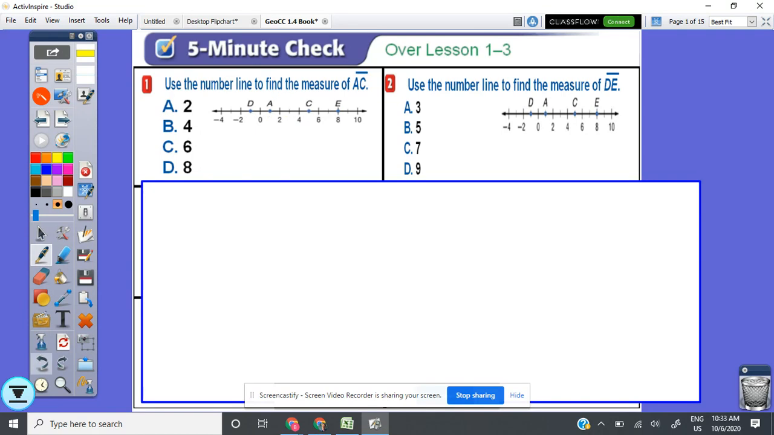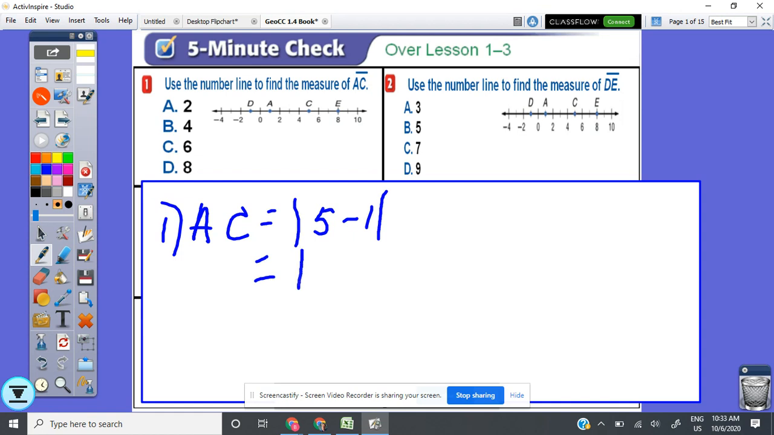But the proper way to do it is C is at 5, so we're going from A to C. So we subtract those and take the absolute value. 5 minus the distance 1. So the answer would be B.